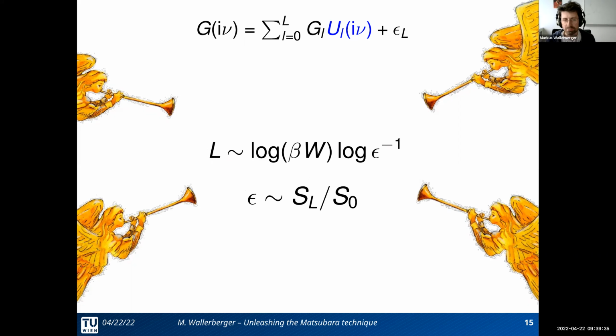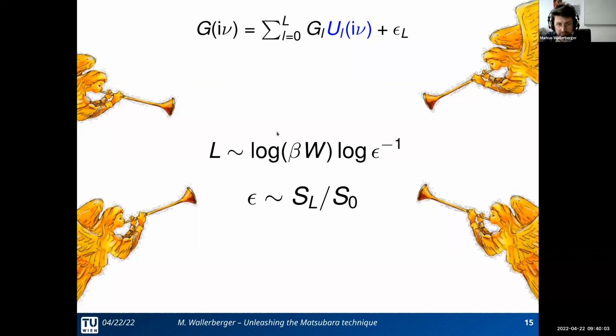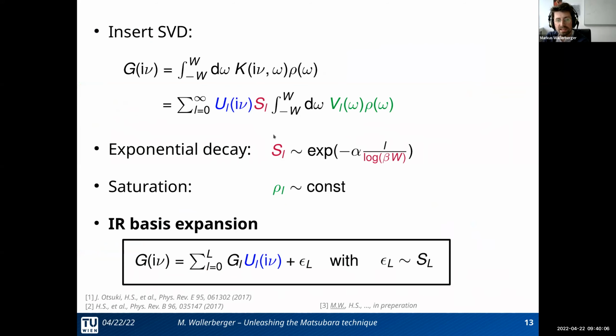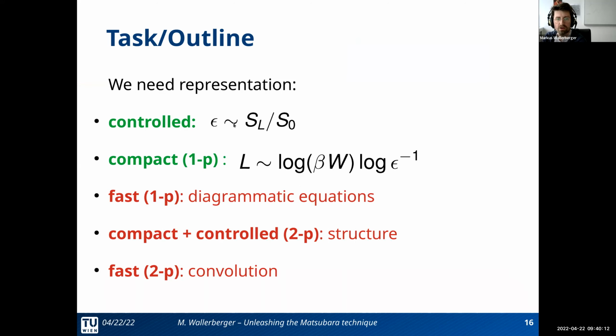In practice that means you never need more than 200 coefficients for any system I can think of. Right, so we've solved the first two problems. We have something that is compact, and we have something that is also controlled. We know a priori how large our error can possibly be because we know the singular values, and we know that asymptotically we cannot exceed those. Our singular values already tell us how large our error can be.